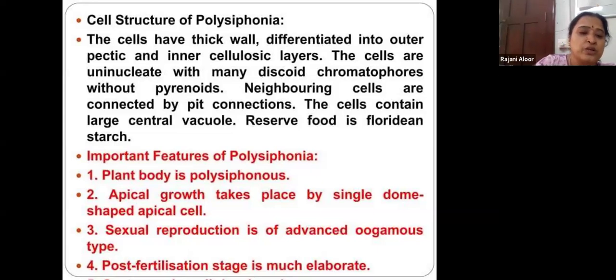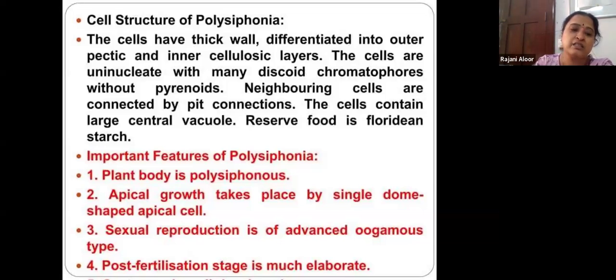All cells are uninucleate, with many disc-shaped chloroplasts. These are discoid chromatophores without pyrenoids. This is also very important. Neighboring cells are connected by pits. Polysiphonia means poly, many, siphonous formation. Many cells are present, and each cell is connected to the next by pit connections.